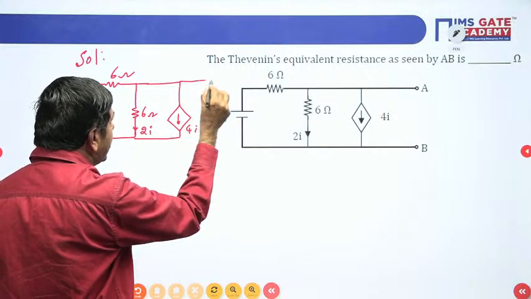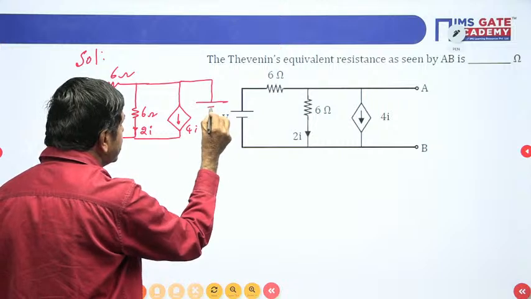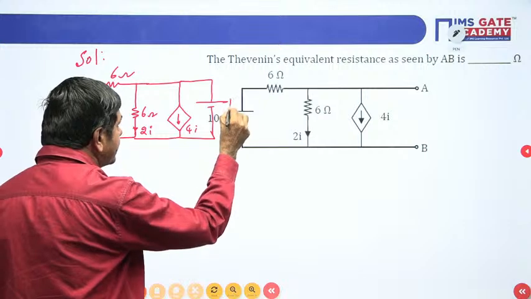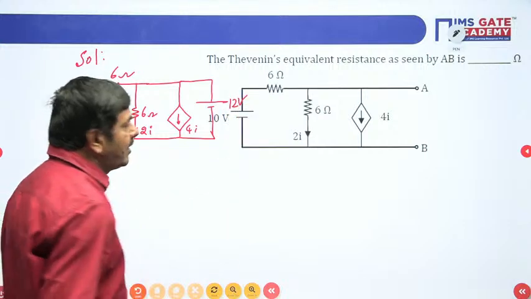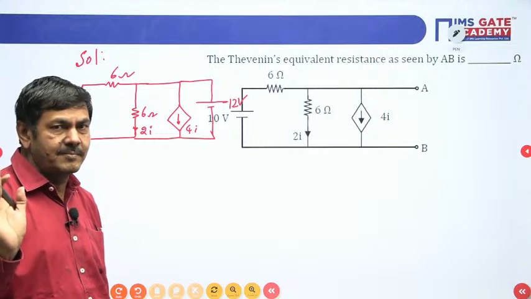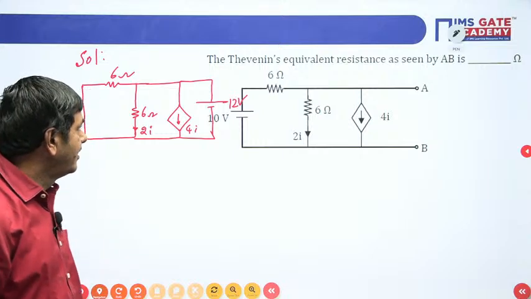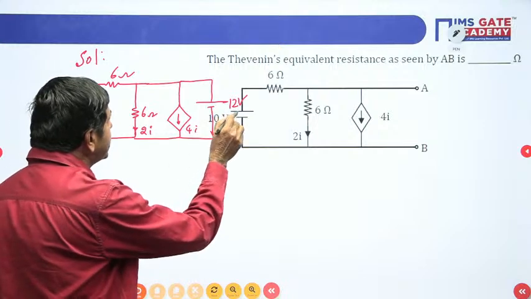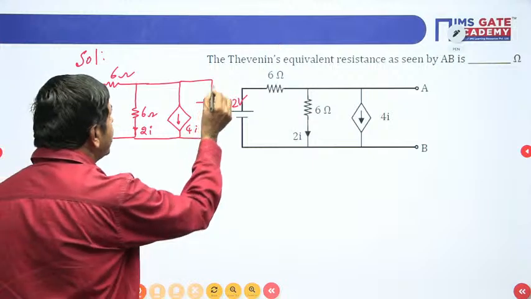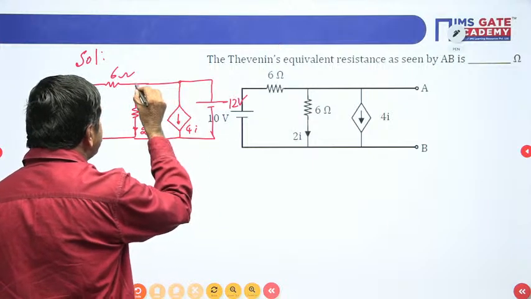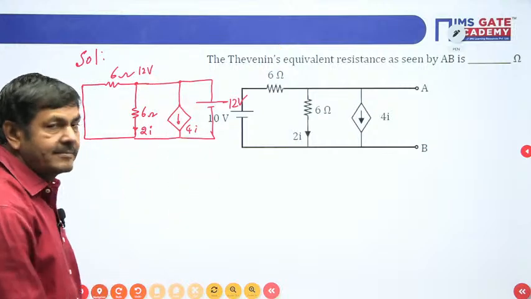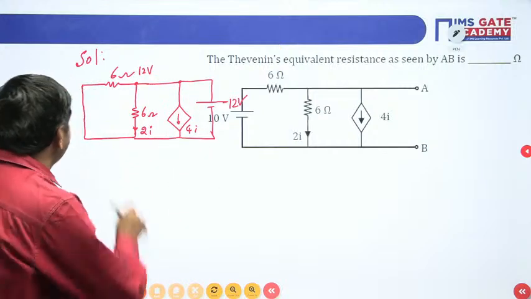I wish to connect a test source, and I have taken 12 volts. If you don't want 12 volts, you can put 1 volt or 2 volts or 3 volts. Choice is yours, I said. The answer will be the same. Why I selected 12 volts is not to allow any decimal value here. The same 12 volts I can find here, and at that time we can avoid the ratio.